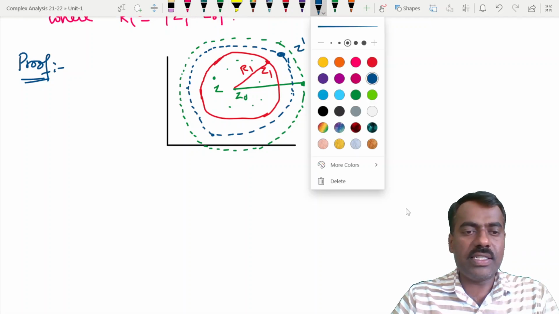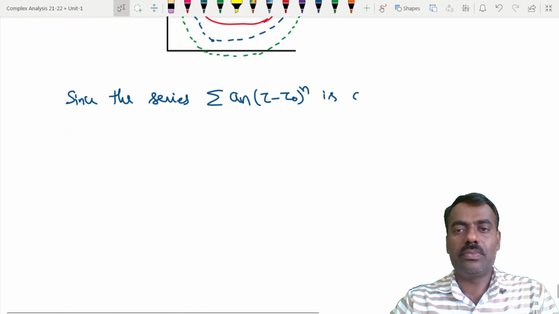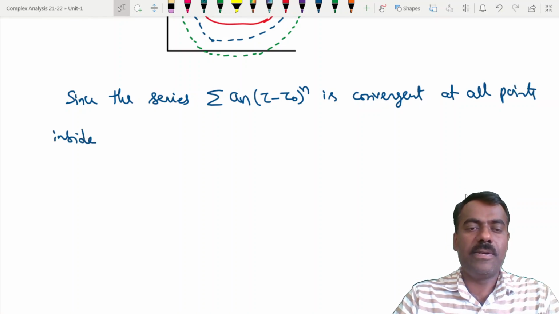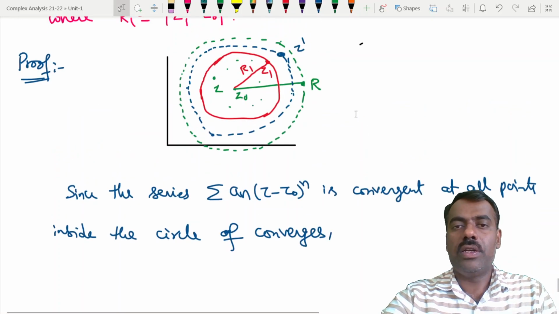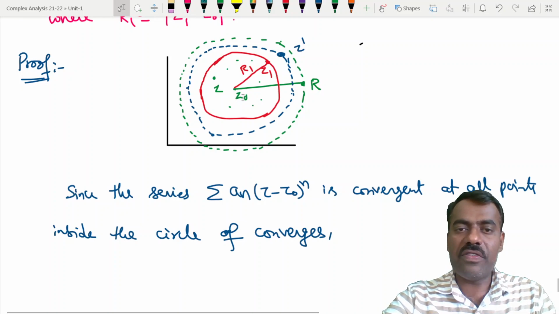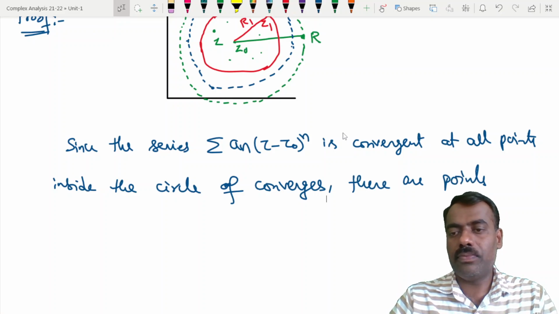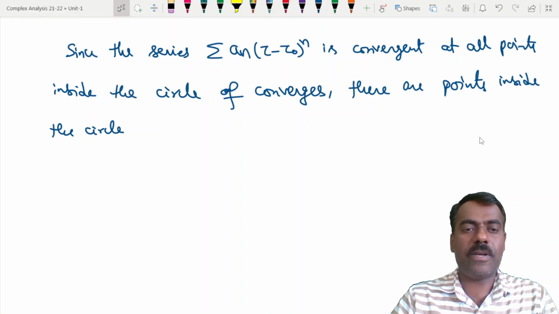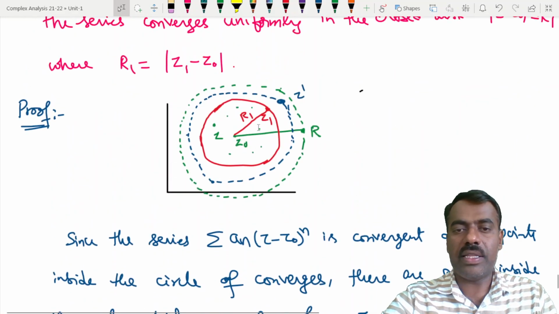So what we can write here as proof: since the series summation an z minus z naught whole power n is convergent at all points inside the circle of convergence, there are points inside the circle which are far from z naught than z1.